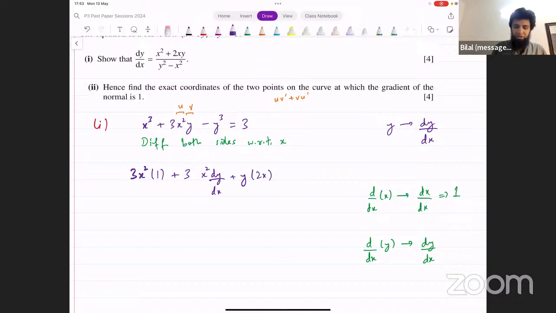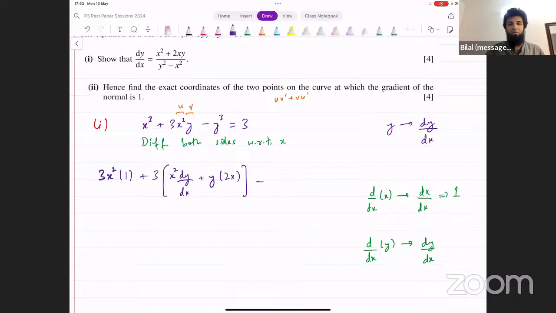That's the differentiation of the second term, minus y cubed. What's the derivative of y cubed? Again, it's a power function. You apply the power rule on this. Power gets multiplied. Subtract 1 from the power, it becomes 2. And then you have to multiply by the derivative of the base. What's the derivative of y with respect to x? That is dy over dx.